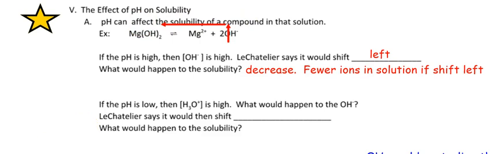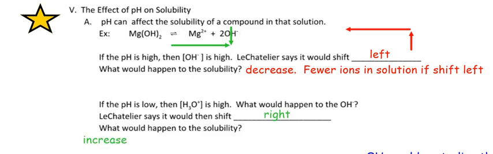But what if the pH is low? Then you're going to have a lot of hydronium ions, and what's going to happen to the hydroxide concentration? Let's think about that. What happens if you have a lot of hydronium ions? Well, it's going to neutralize your hydroxides. I'll say it again. If you have a low pH with a lot of H pluses, it will neutralize your hydroxide, decreasing the amount of hydroxide. So how will it shift? It's going to shift to the right. And once it shifts to the right, what's going to happen to the solubility? It's going to increase.